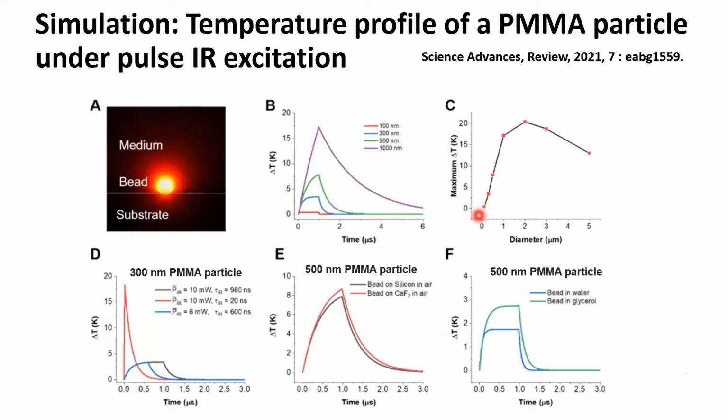We have done a simulation to show the thermodynamics of a particle under the IR pulse excitation. You can see here that the temperature rise and the thermal diffusion depend on the particle size. So for a smaller particle, like 300 nanometers, you would need a much shorter pulse on the nanosecond scale to get enough signal. This also depends on the substrate that you use, and also depends on the medium you use. So this impacts the signal level and the contrast.